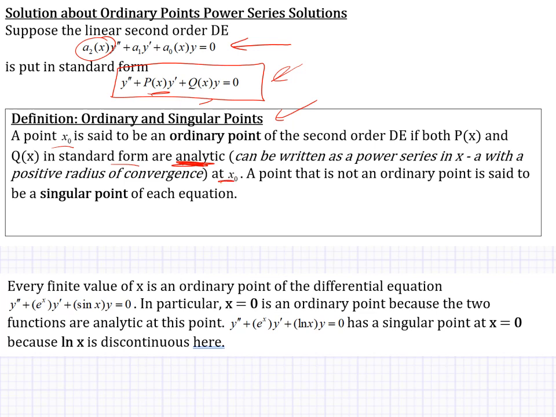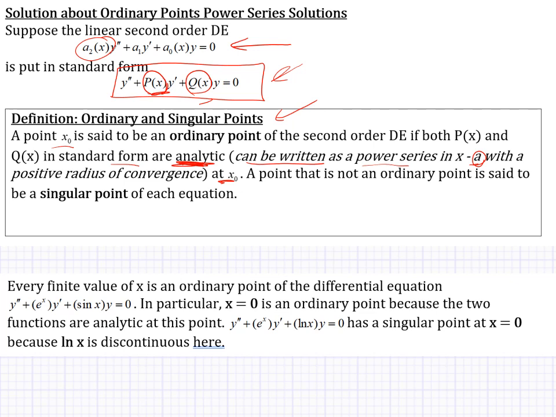At x sub 0. Now what does analytic mean? Analytic means that these functions can be written as a power series in x minus a, with a positive radius of convergence. So essentially, these two functions can be written as a power series centered at some value a with some radius of convergence.